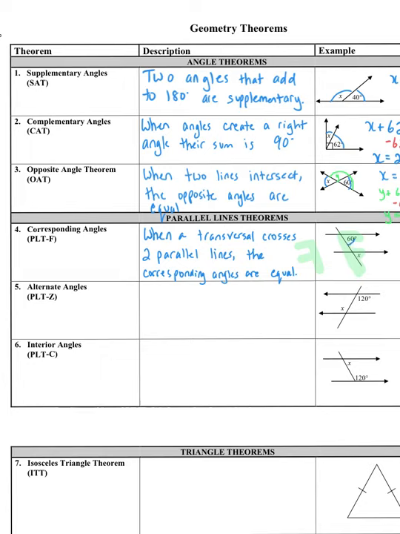So angle 60 and angle X are equal to each other because they are corresponding angles. So we will say X equals 60 because of PLT-F.